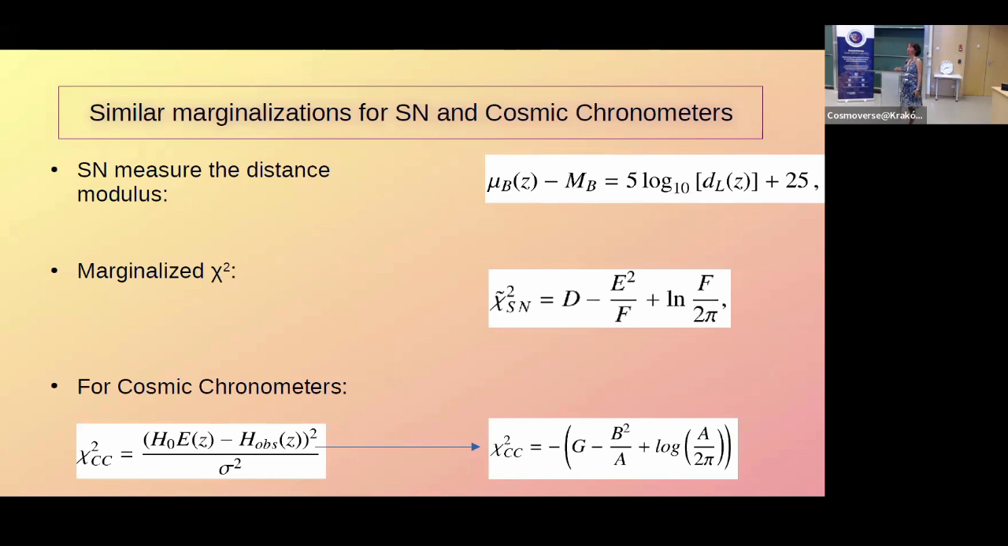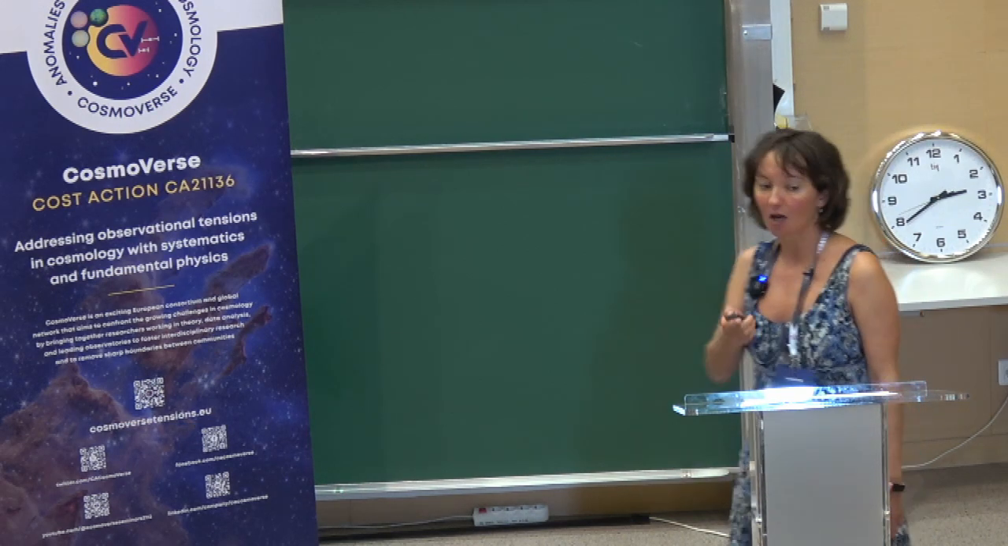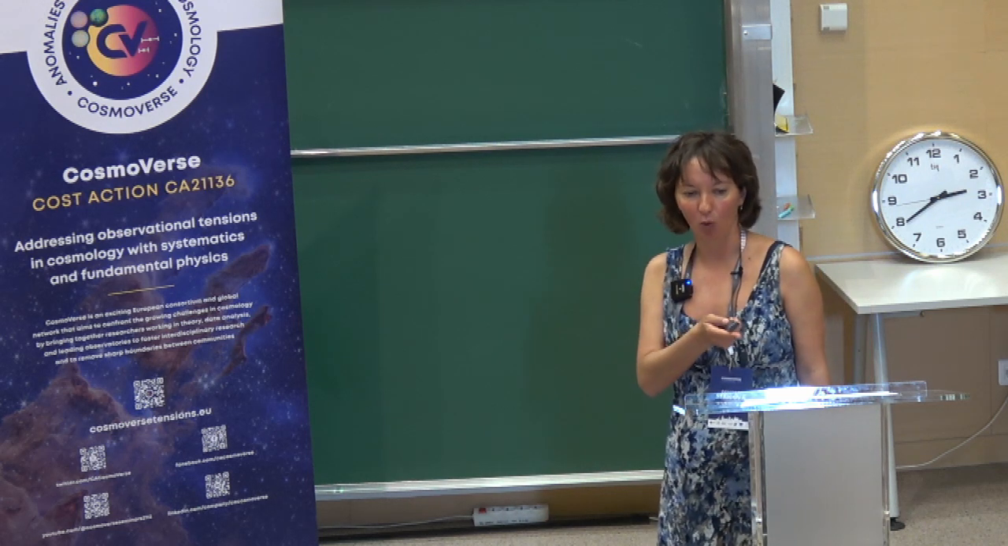This is a known marginalization over M_B and H naught. This is something old that people have done a lot. We also have the cosmic chronometers marginalization, which is down here, which removes H naught from the equations. So what we're left with is just the energy content of the universe. Anything else is removed.